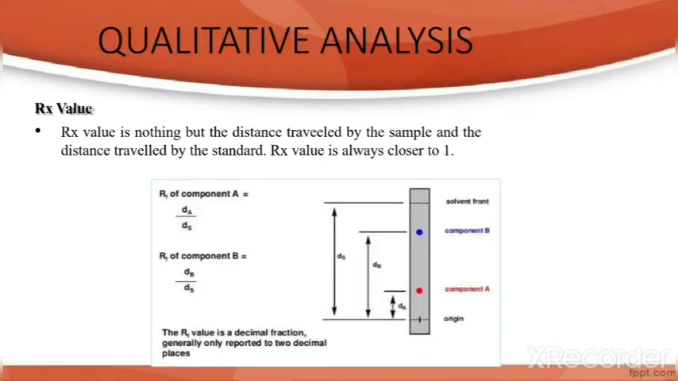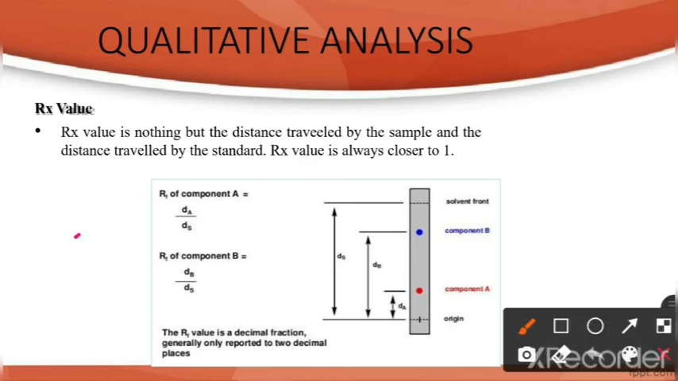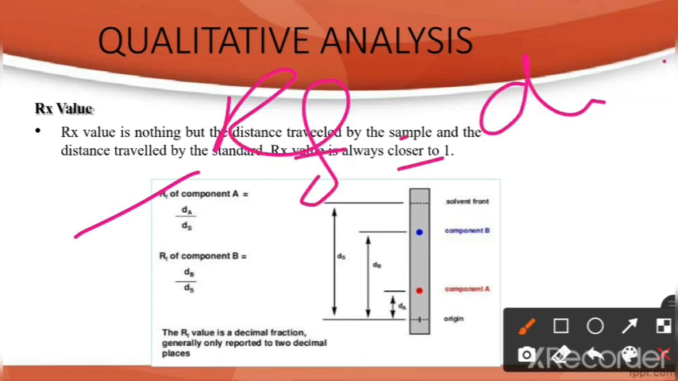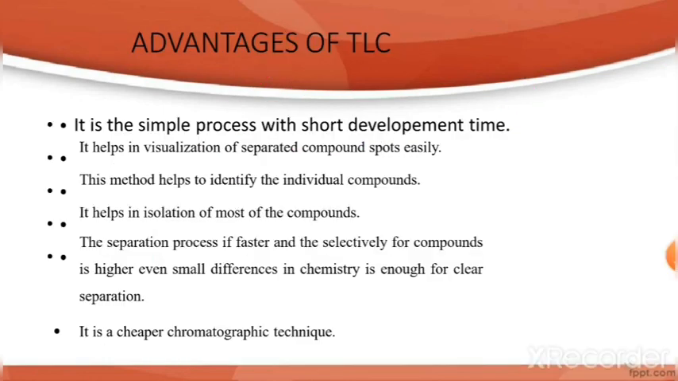Here the formula used is: Rf of component A is dA divided by S, Rf of component B is dB divided by S. We can do it like that, or we can directly use the formula, that is Rf is equal to the distance traveled by the solute divided by the distance traveled by the solvent.